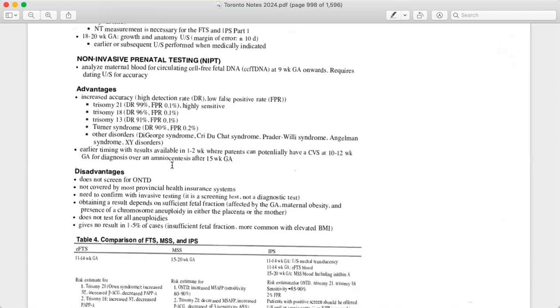But if this is pretty much accurate and they are okay with it and want to go further with management only on the basis of this one, you can go with that. But you can still offer them diagnostic testing like CVS and amniocentesis, if they still want to go with that, okay?